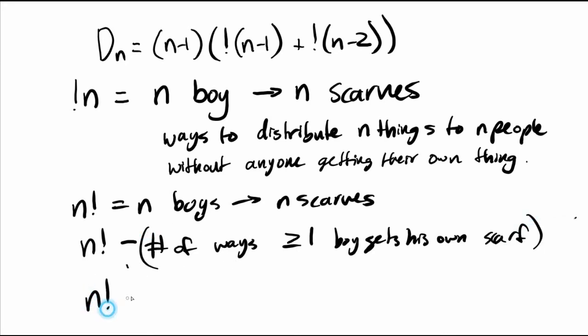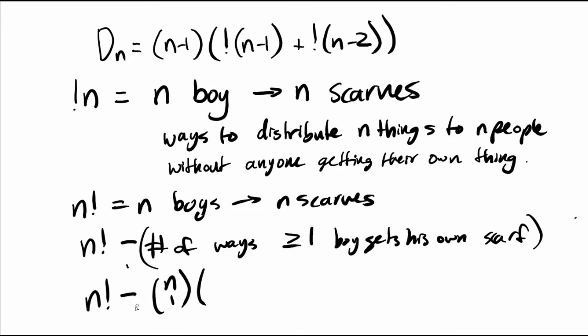So n factorial, let's try it this way. Let's just say that we subtract all the arrangements in which each scarf appears with its original person. So you have n boys, right? You have n boys.